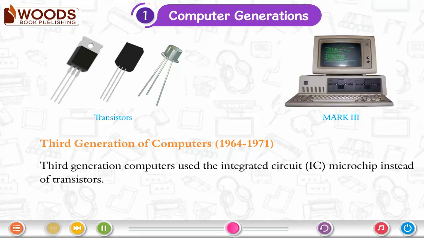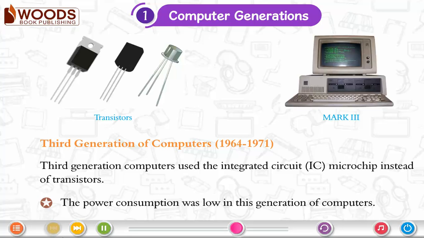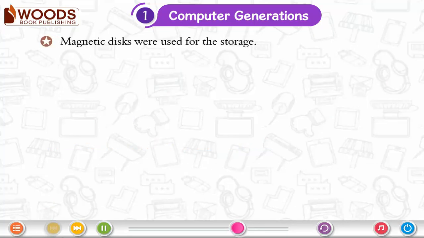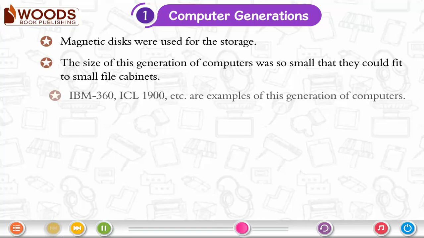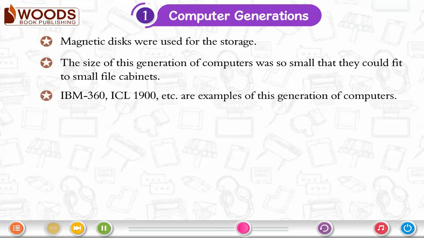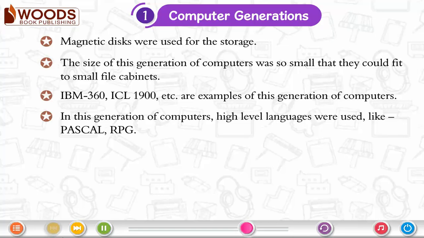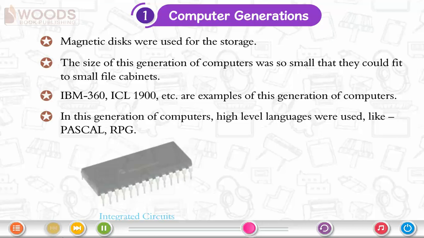Third generation of computers, 1964 to 1971. Third generation computers used the integrated circuit, IC microchip, instead of transistors. The power consumption was low in this generation. Magnetic disks were used for storage. The size of this generation of computers was so small that they could fit in small file cabinets. IBM 360, ICL 1900, etc. are examples of this generation. High-level languages like Pascal and RPG were used.